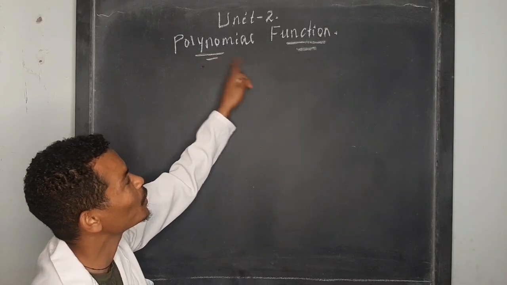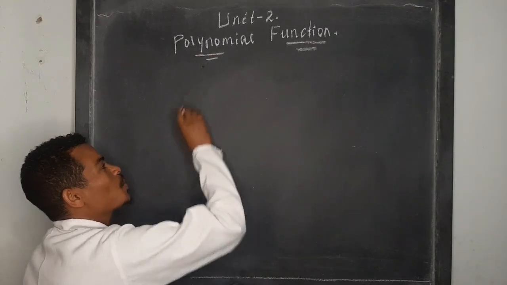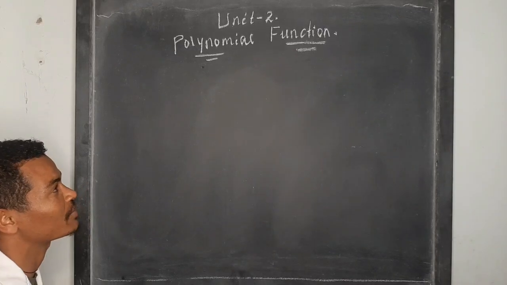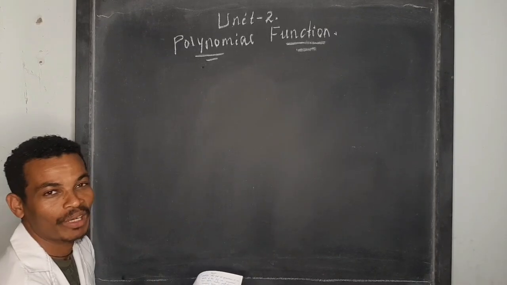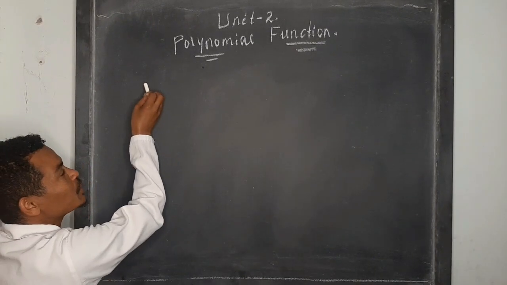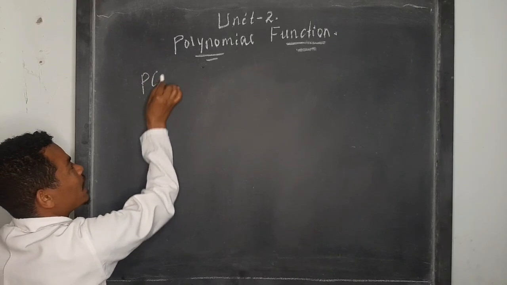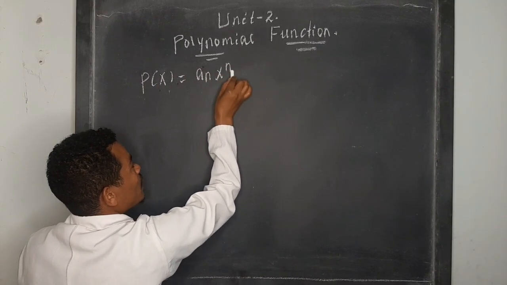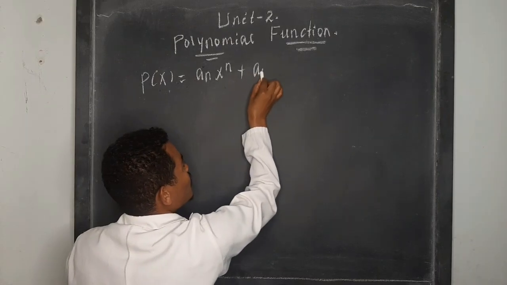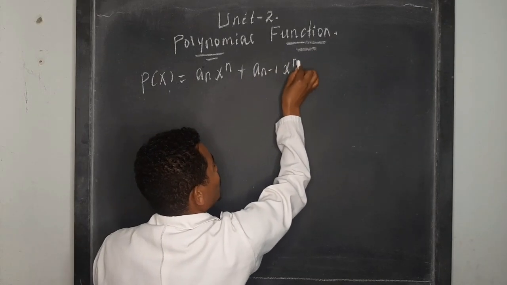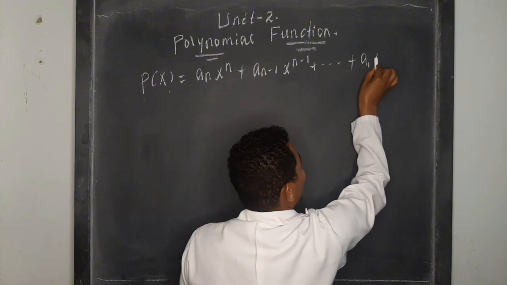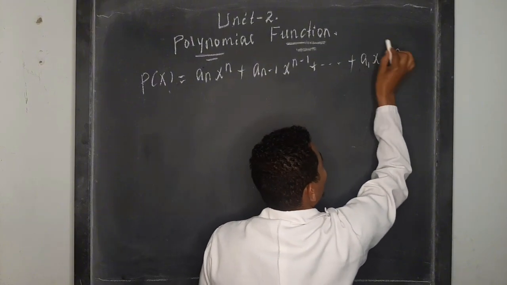It's about the polynomial function. Okay, unit 2, polynomial function. First of all, what does polynomial function mean and what are the forms of the polynomial function? A polynomial function has the form p(x) = a_n x^n + a_(n-1) x^(n-1) + ... + a_1 x + a_0.